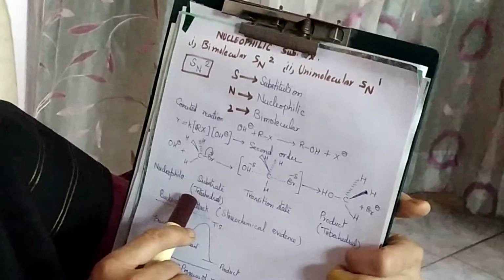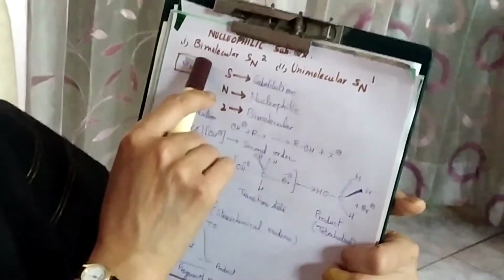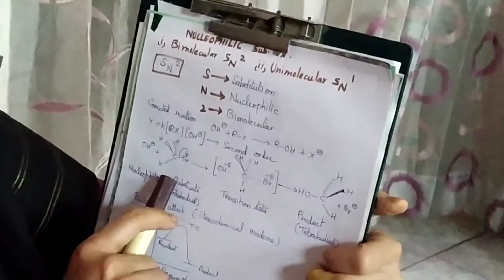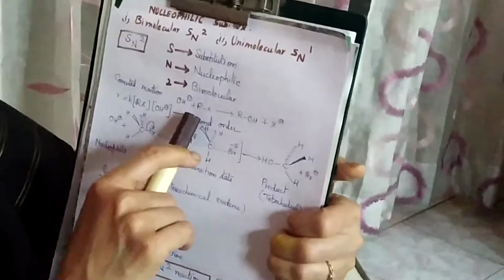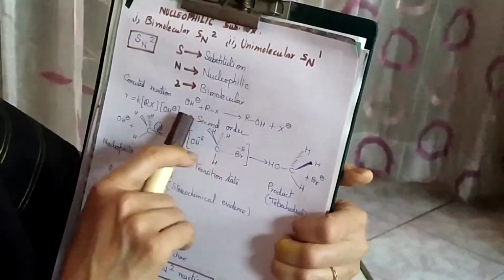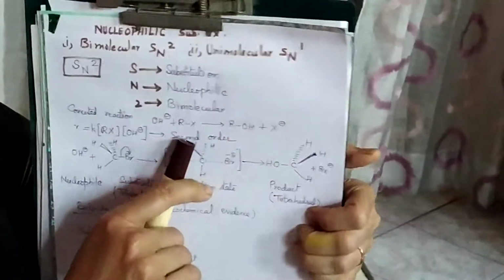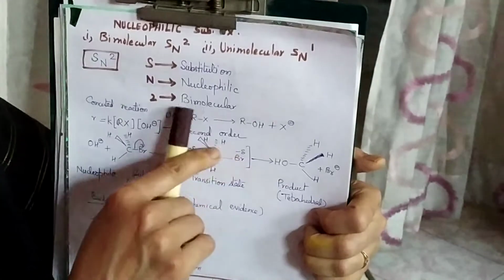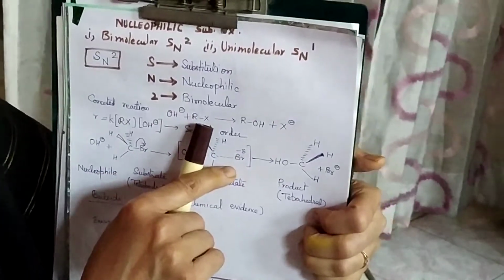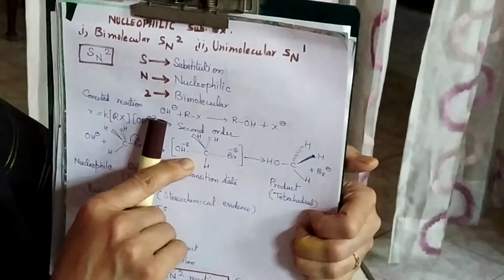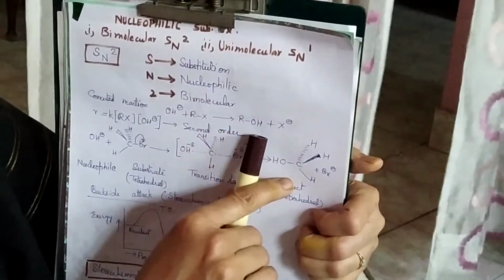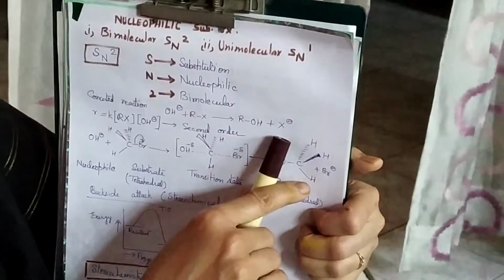Now let's first talk about SN2 reactions, that is, bimolecular reactions. As is clear from the name, bimolecular reactions involve two molecules simultaneously in the reaction, and in this case I am taking the example of a general alkyl halide RX which is being treated with a nucleophile such as hydroxyl ion. The result is the formation of ROH and X negative.